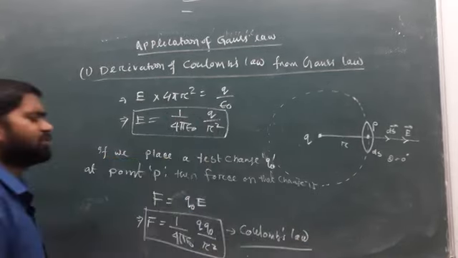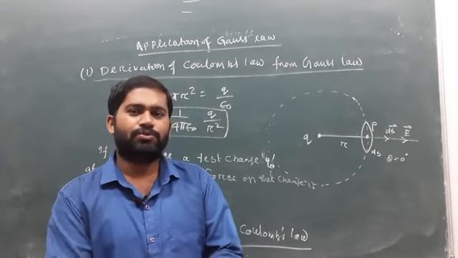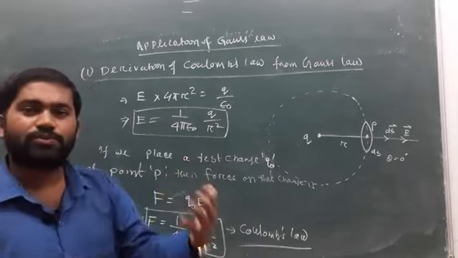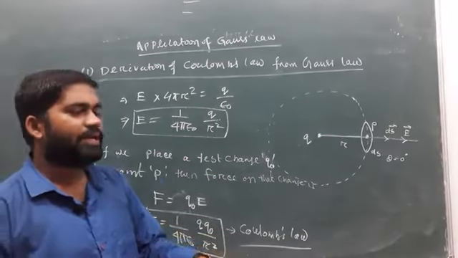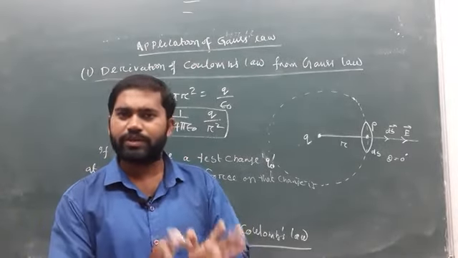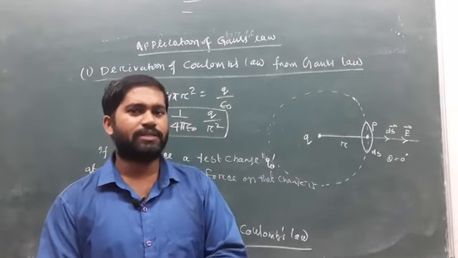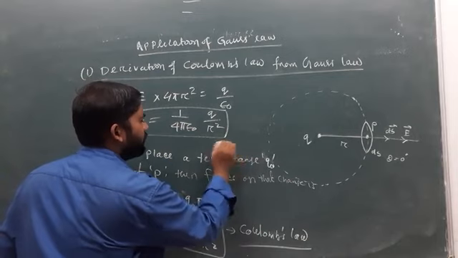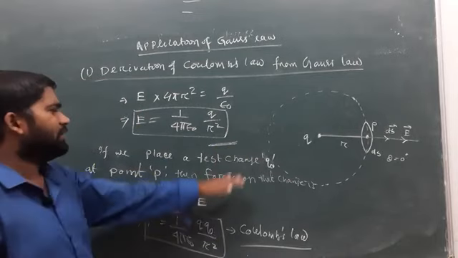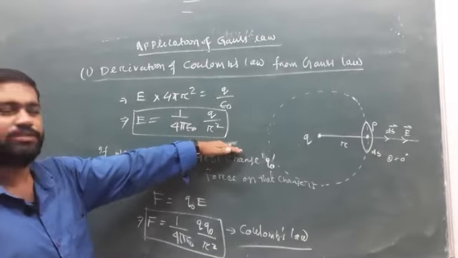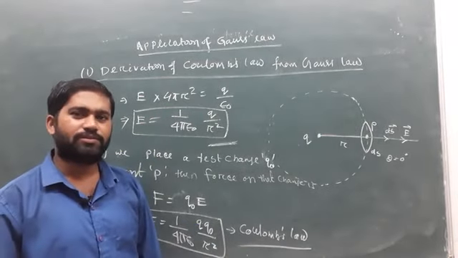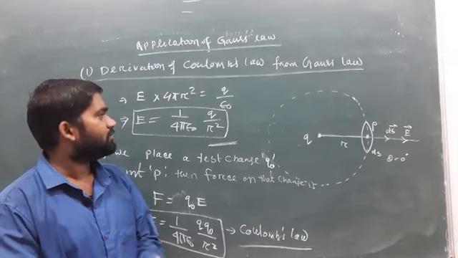So that is how we derive Coulomb's law by using the Gauss law. If a question asks you to calculate the expression for electric field intensity for a point charge using Gauss law, you only have to solve up to this limit. That is the electric field intensity for a point charge. Understand? Thank you.